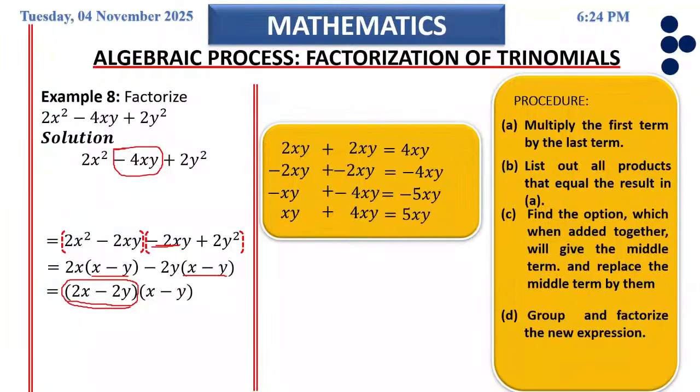If you look at this guy here, something can still be factorized out. So you do that. If you don't, your final answer will not be correct. So we factorize that. You can see 2 can be factorized out. So this is going to be our final answer. It's as simple as that.